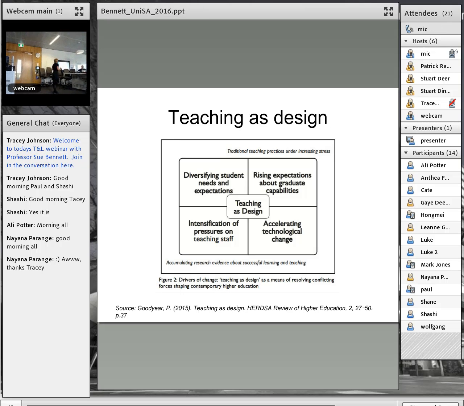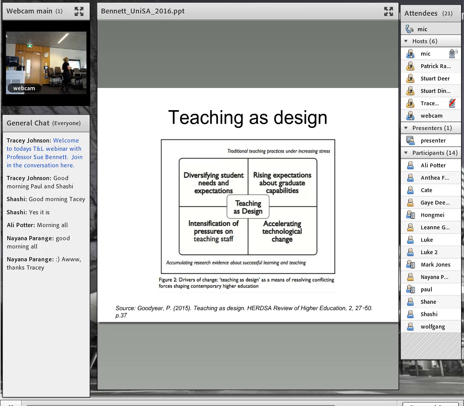So we know we're getting a more diverse student population coming through. They've got more varied requirements and needs. There's rising expectations about the graduates we produce, so there's societal expectations as well as employer expectations. So there's a greater emphasis on the quality of teaching in higher education, more so than there ever has been.